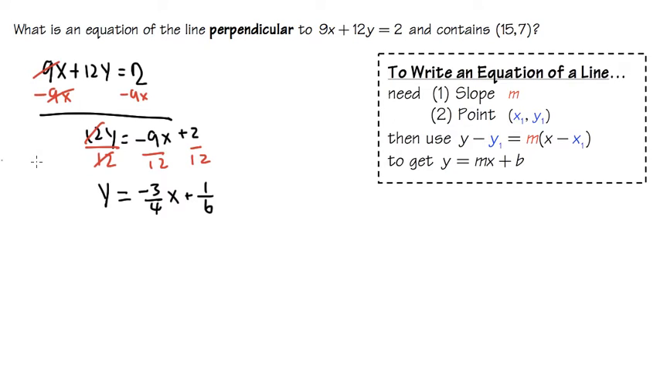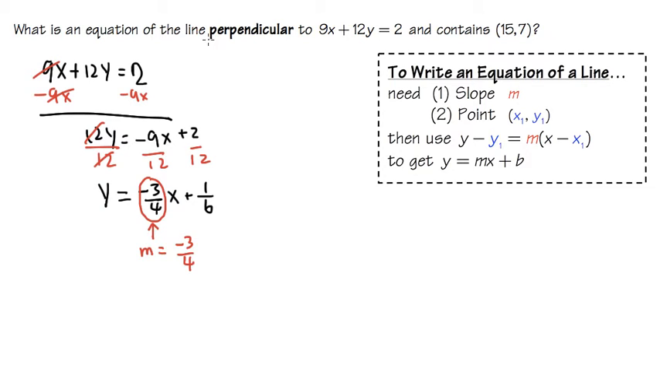As we can see, this is the equation in the slope-intercept form of the original line. So that will tell us this number, the number in front of the x, is going to be the slope. So m is equal to negative 3 over 4.